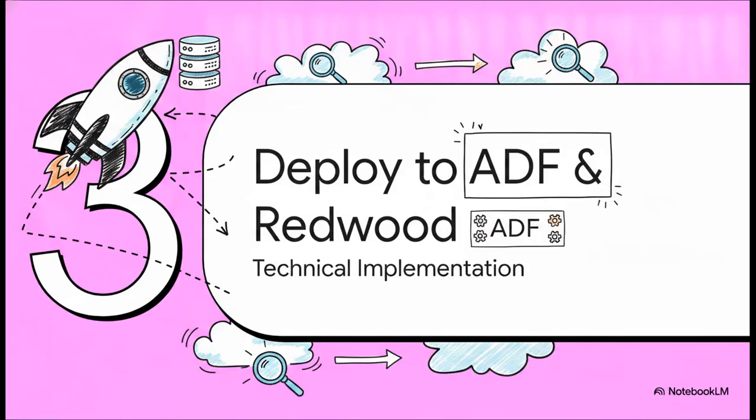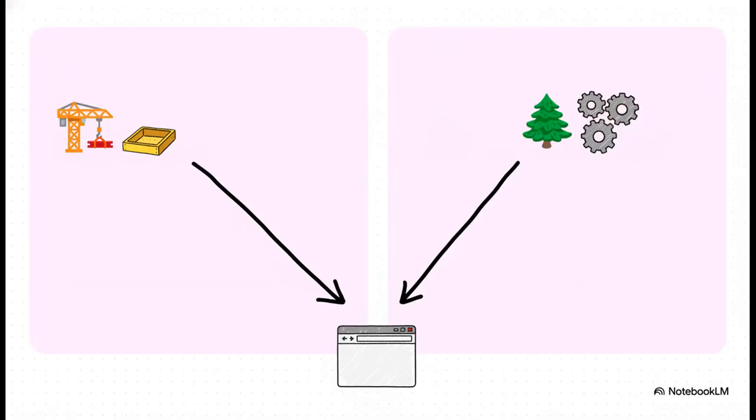Section 3, deploying to ADF and Redwood. Technical implementation. Now here is the really crucial part. You have to understand that Oracle Fusion operates on a dual engine reality. First, you have the legacy ADF pages. You can spot these a mile away because they have /faces in the URL. These guys are modified via sandboxes.